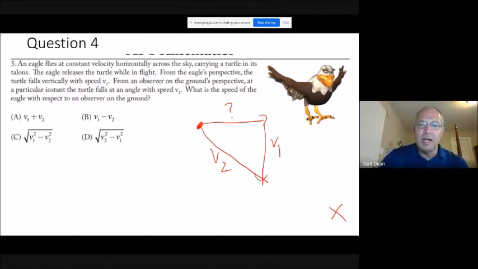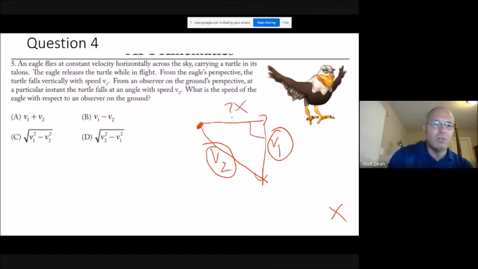Well, notice that we have a nice right triangle here. Here's the turtle's downward velocity, and here's essentially the turtle's net velocity. And we're looking here for the horizontal component, which came from the eagle. So we can just use the Pythagorean theorem here. We'll call this x, and we'll say x squared plus v1 squared equals the hypotenuse squared.